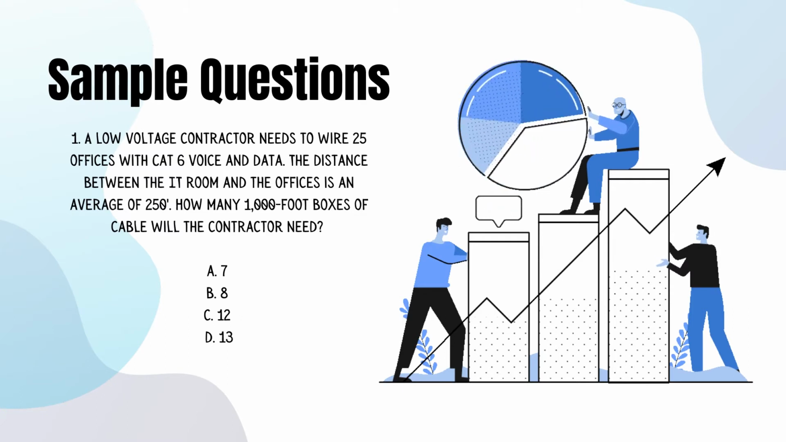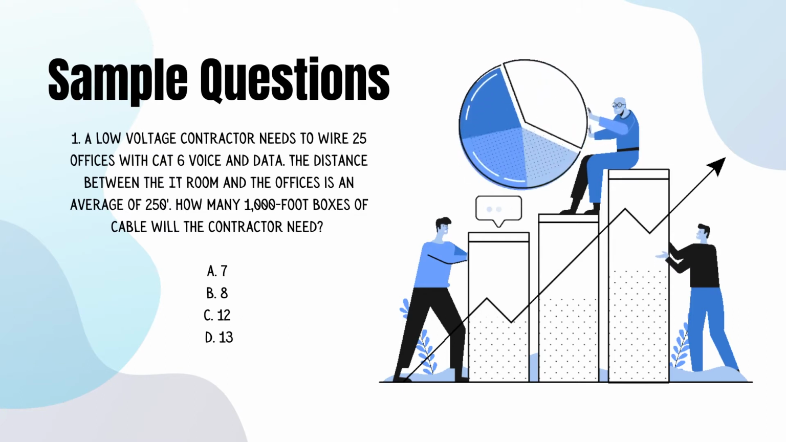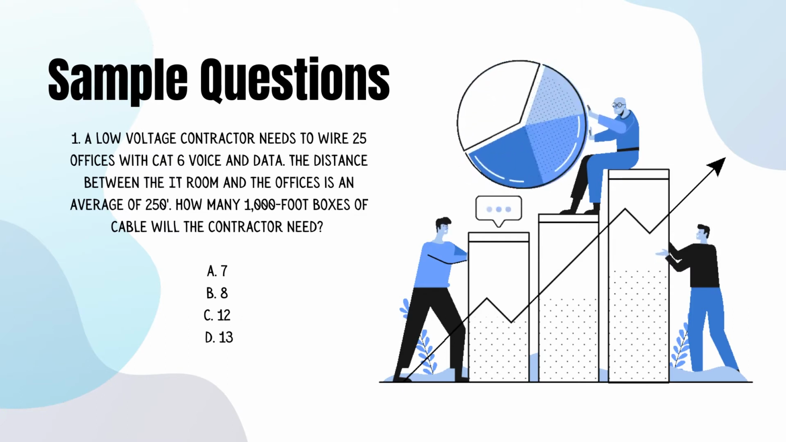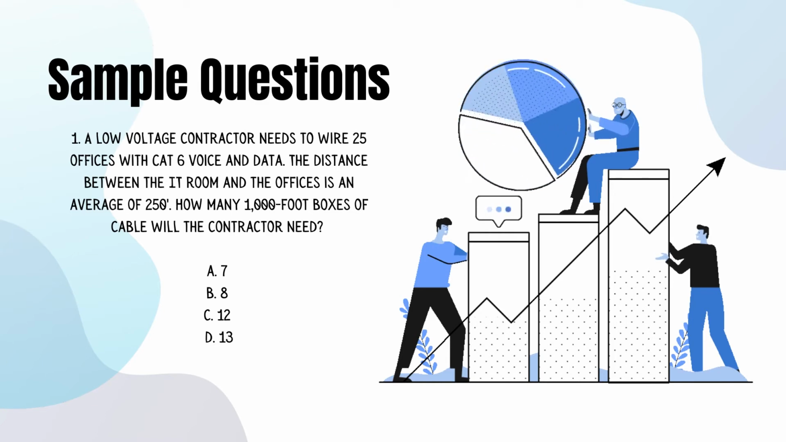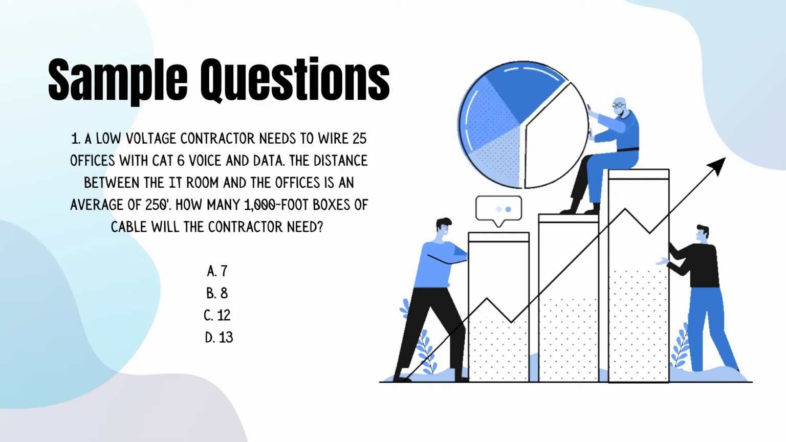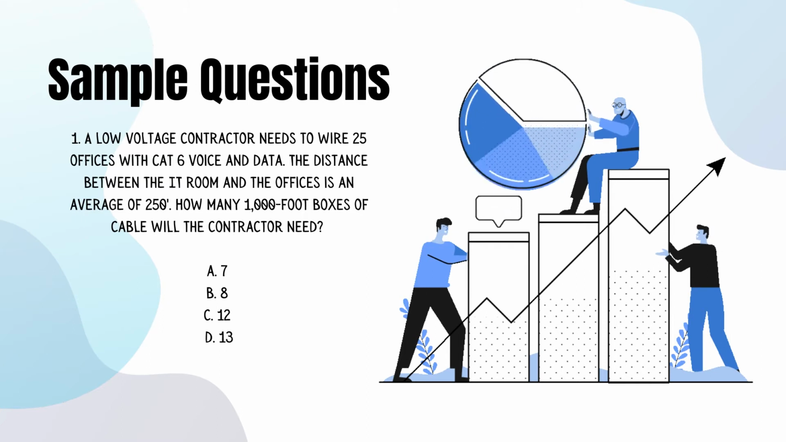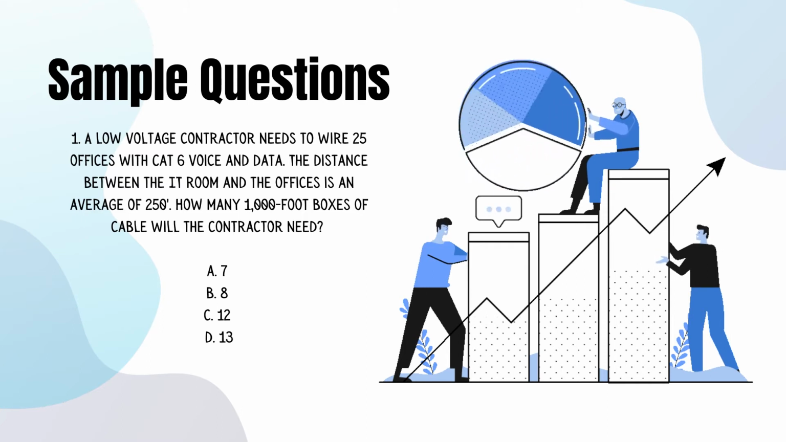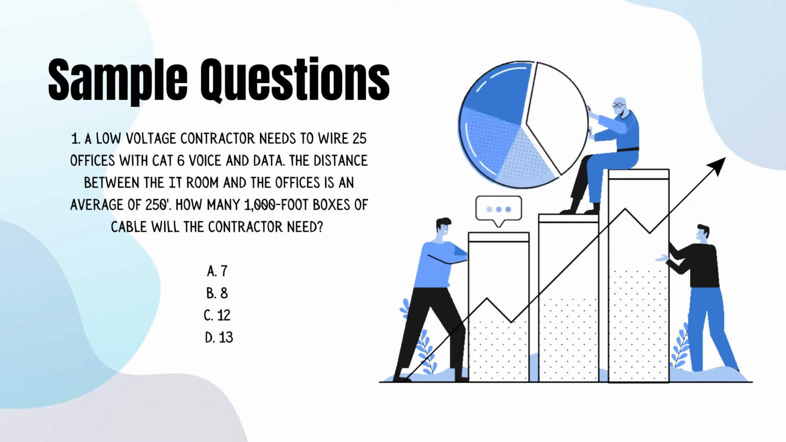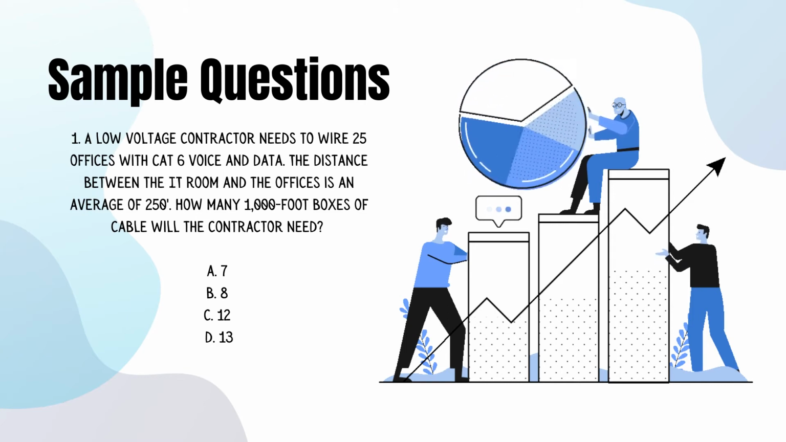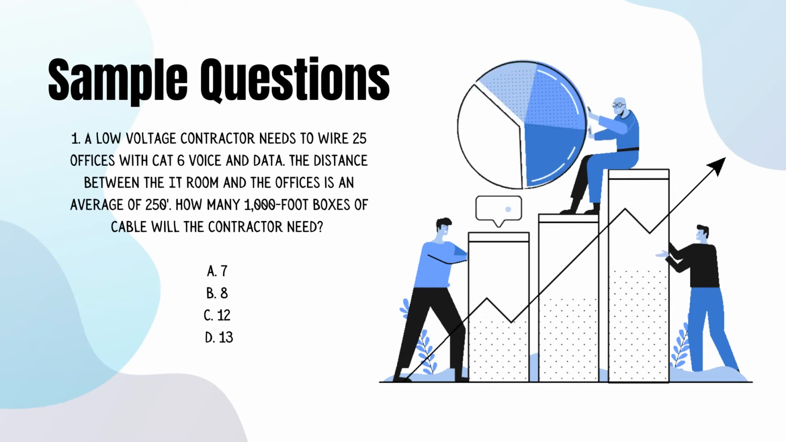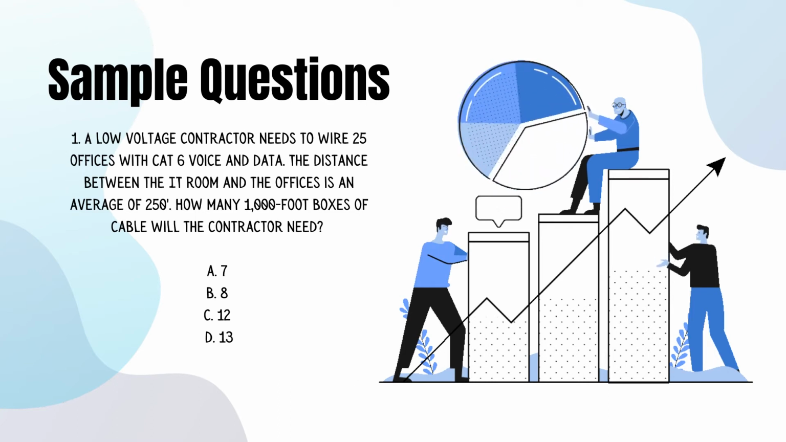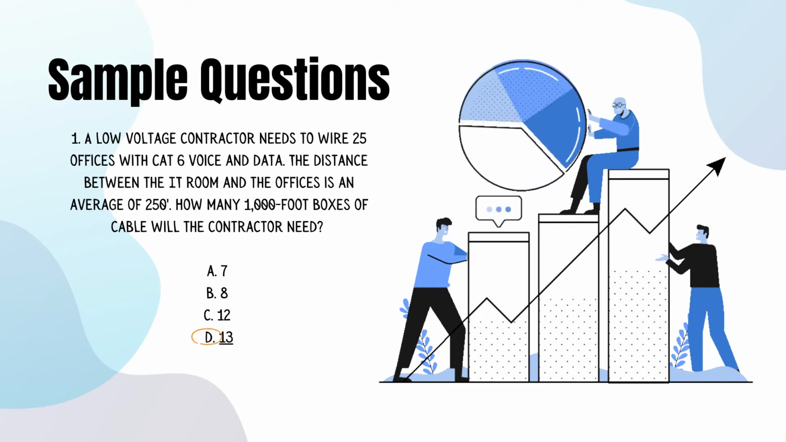Let's take a look at a couple sample questions. A low voltage contractor needs to wire 25 offices with Cat6 voice and data. The distance between the IT room and the offices is an average of 250 feet. How many 1,000-foot boxes of cable will the contractor need? D, 13.